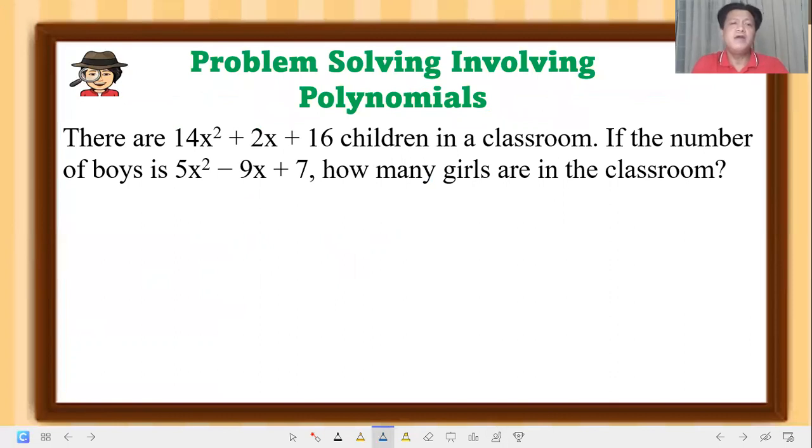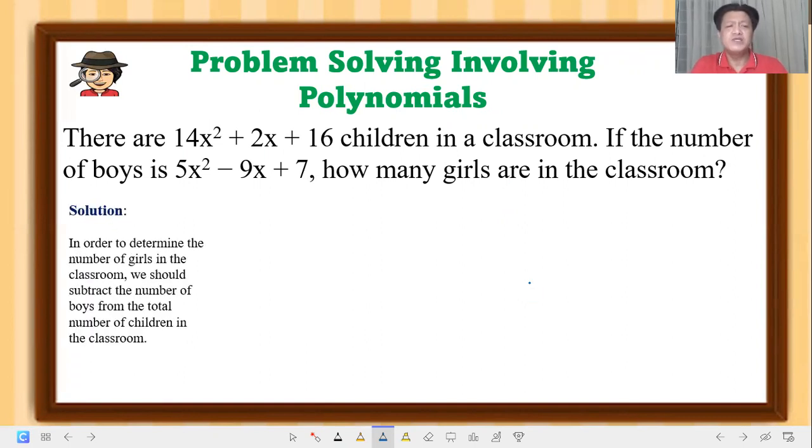Okay, for the last one, problem solving involving polynomials, there are 14x squared plus 2x plus 16 children in a classroom. If the number of boys is 5x squared minus 9x plus 7, we are going to answer this question, how many girls are in the classroom? Okay, so ibig sabihin yan, kapag in-analyze natin yan, our solution is simply, in order to determine the number of girls in a classroom, we should subtract the number of boys from the total number of children in a classroom.